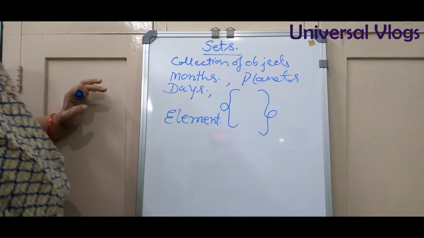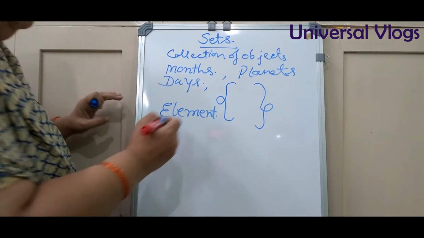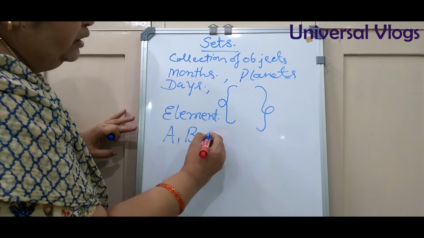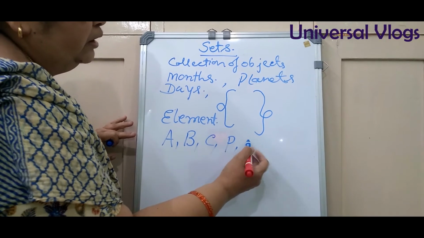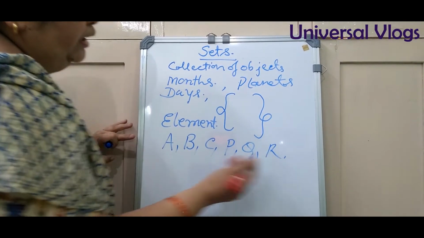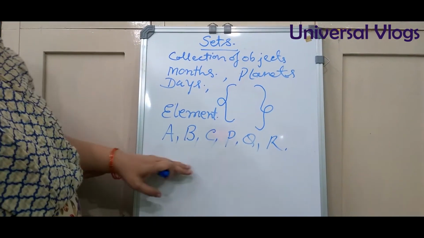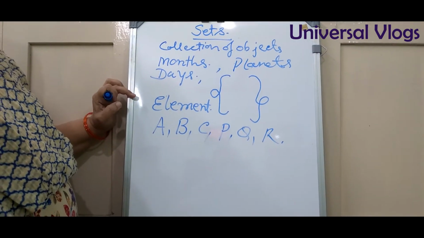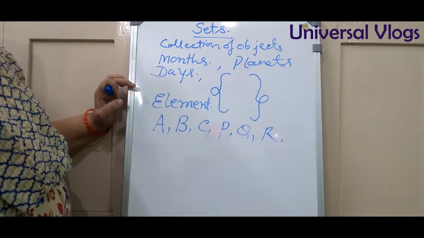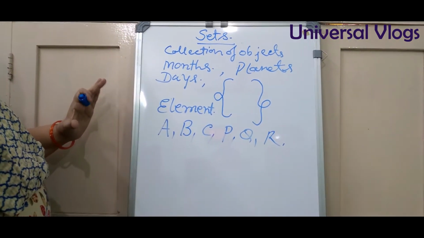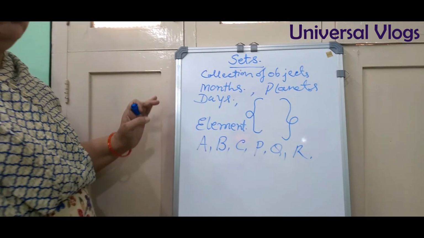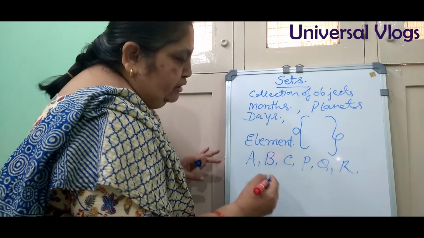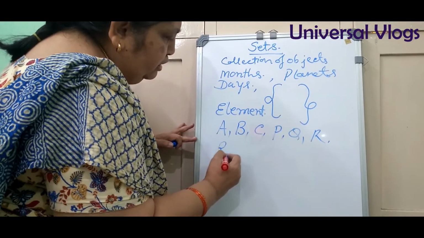We also represent the set by capital letters, any capital letters, say A, B, C, P, Q, R. Like this we can consider any capital letter of the English alphabet to name the set. And here we have two methods of mentioning a set: the roster method and the rule method.